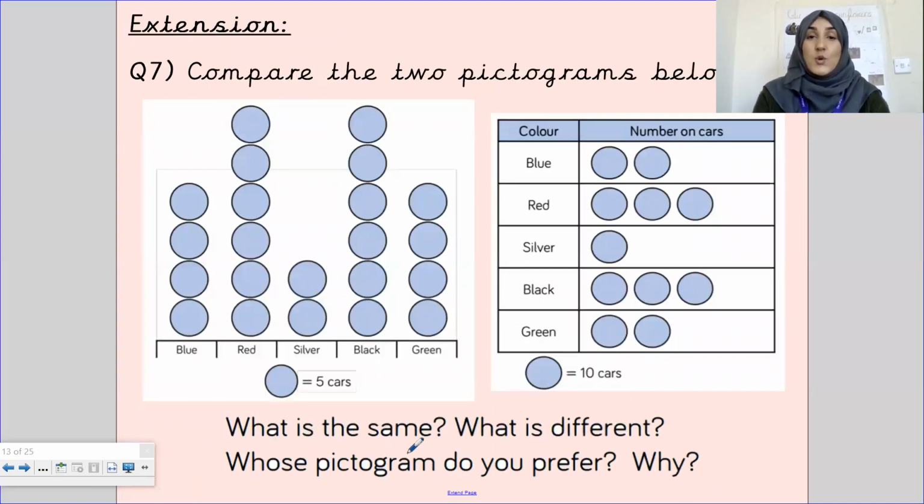And lastly, your extension question. It says compare the 2 pictograms below. So we've got one on this side of how many cars were seen and one on the other side of how many cars were seen. Pay attention to the key. What is the same? What is different? Whose pictogram do you prefer and why?